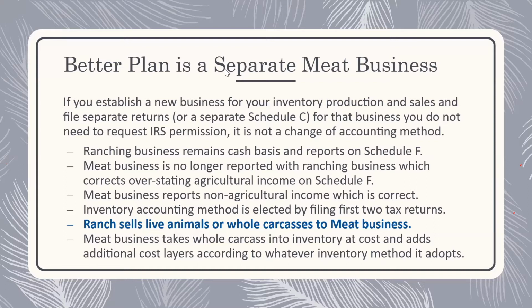So the ranch is going to be selling the live animals or the whole carcasses to the meat business. The meat business is going to take that whole carcass into inventory, raw material supplies. And at that point, I hand it over to Olivia and she talks you through how you add the cost layers to those raw material supplies.